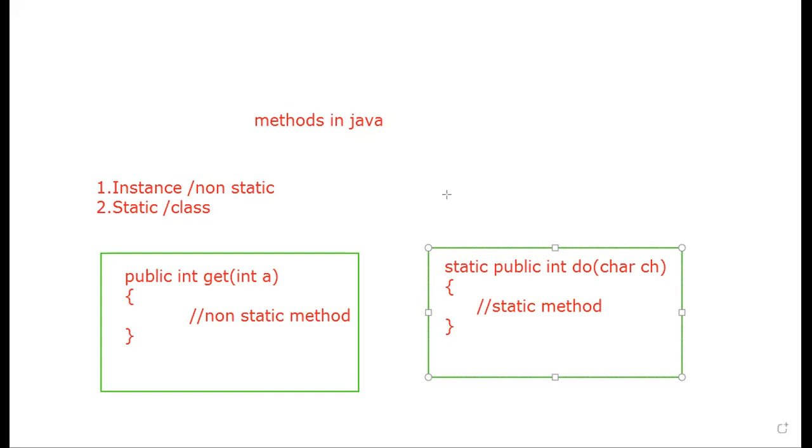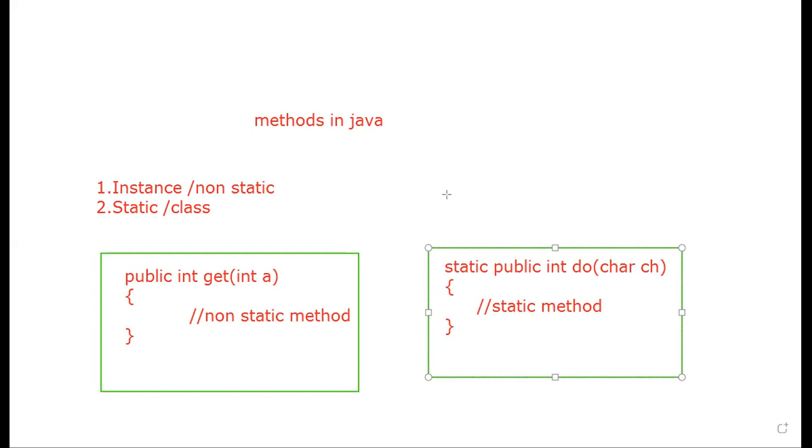What is the difference between instance and static? Static is created only once, meaning its copy is created once and that is shareable to all, throughout the class. Instance is for every object.